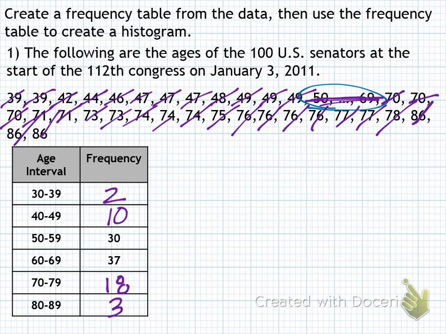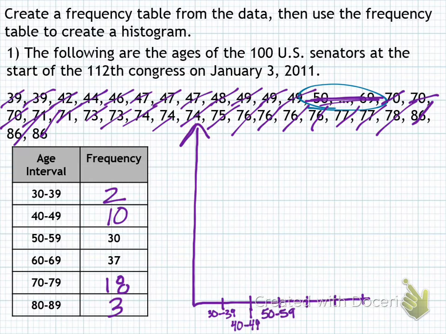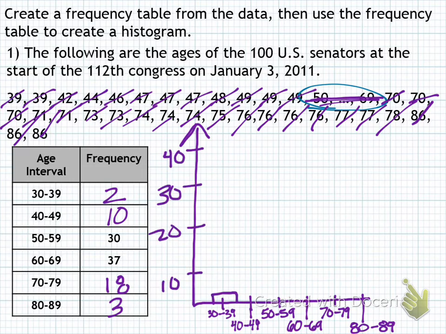Now I want to make my histogram. I'm going to make a horizontal and vertical axis. The horizontal axis is going to be my intervals, so I'm going to write these down here. This one would go from 30 to 39. This one goes from 40 to 49, and so on. For my frequencies, I want to make sure I include all the way up to 37, my highest number, so I think I'm just going to do these by tens, up to 40.